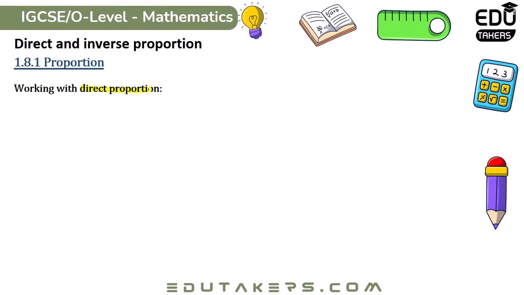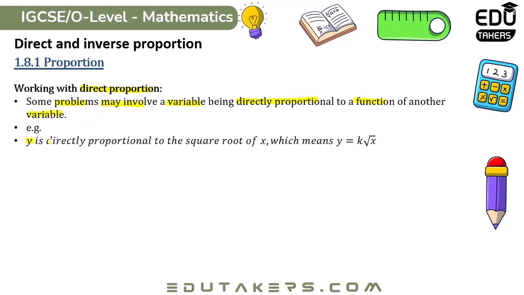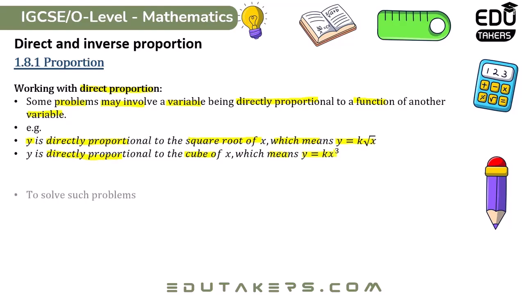Working with direct proportion. Some problems may involve a variable being directly proportional to a function of another variable. For example, y is directly proportional to the square root of x, which means y equals k times the square root of x. Y is directly proportional to the cube of x, it means y equals k times the cube of x.